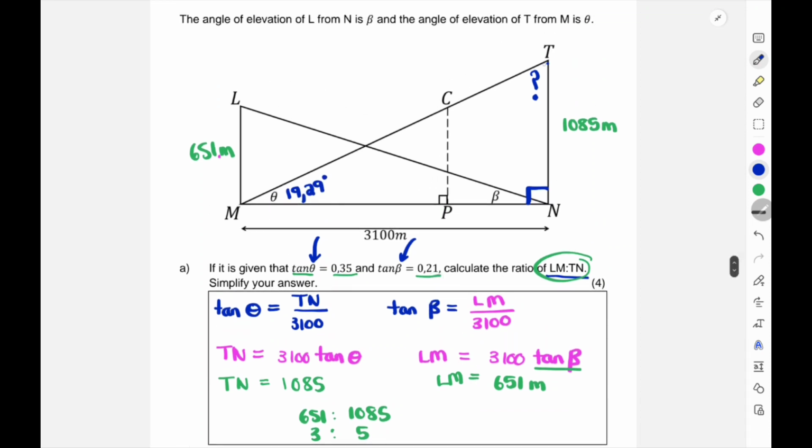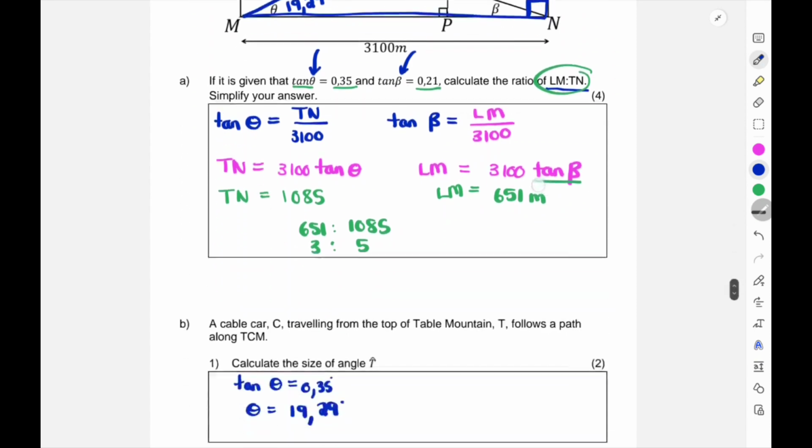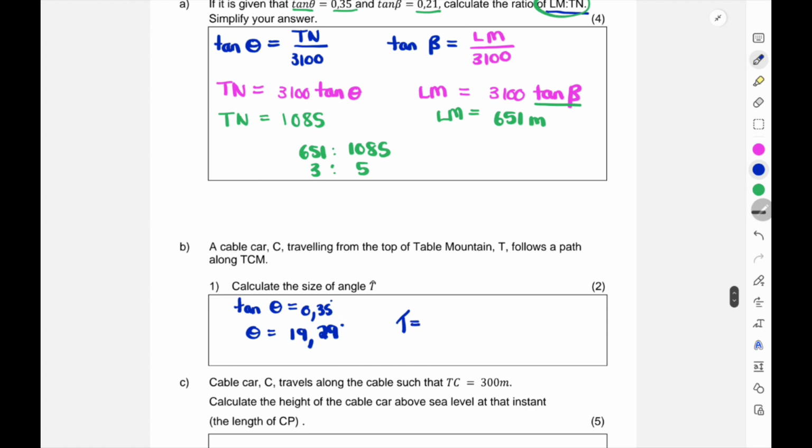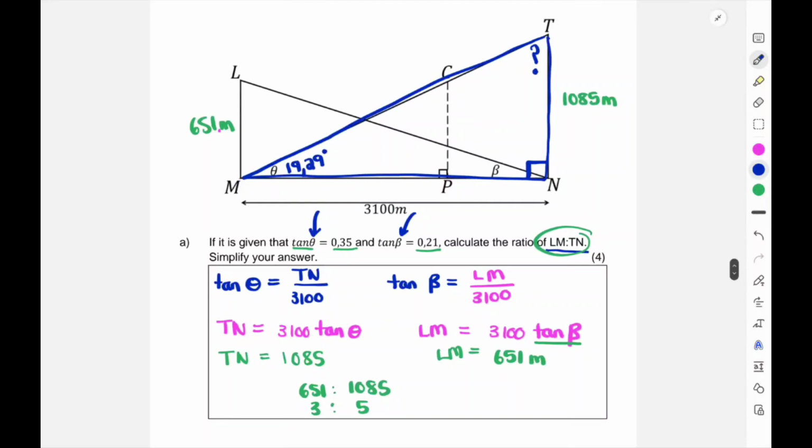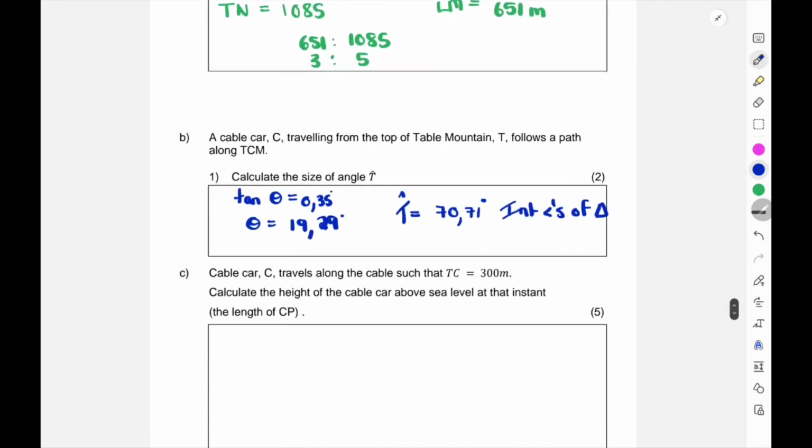Now if you look at this triangle, you can find with interior angles of a triangle that angle T is 180 minus 90 minus 19.29, which gives you 70.71 degrees. And please just add interior angles of a triangle. Now we've got that 70.71. I'm going to erase that and just put it in there. And they didn't tell me to round it off.